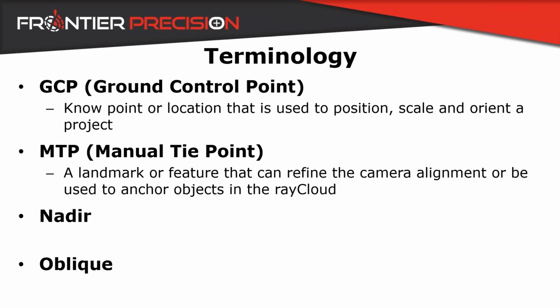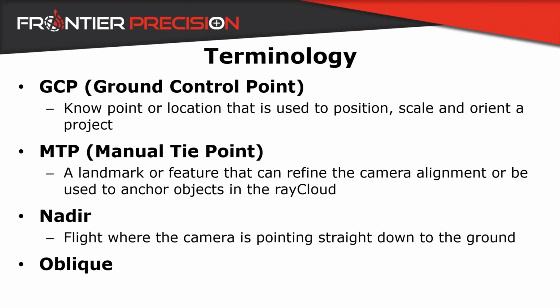The next term is nadir, and nadir is basically just a flight where the camera on the UAV is pointing straight down to the ground. There's no camera at an angle or anything like that. It's just strictly pointing straight down from the UAV, and that's typically the preferred method that we like to use for projects where maybe we only need a 2D deliverable. Maybe we only really care about a nice orthomosaic image, something like that.